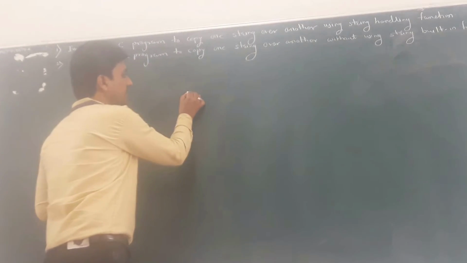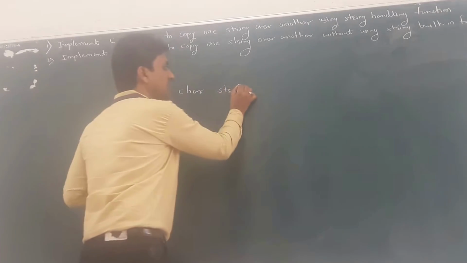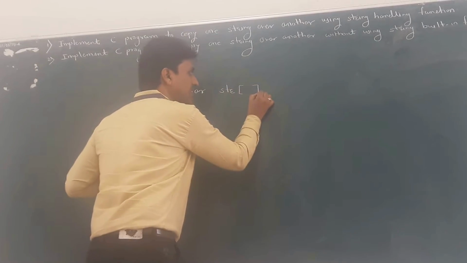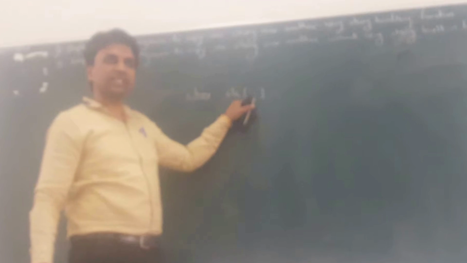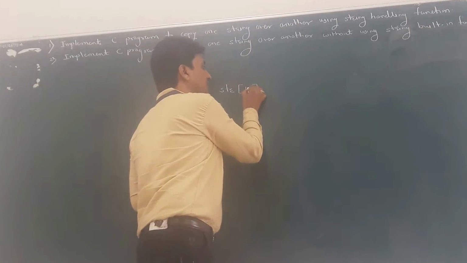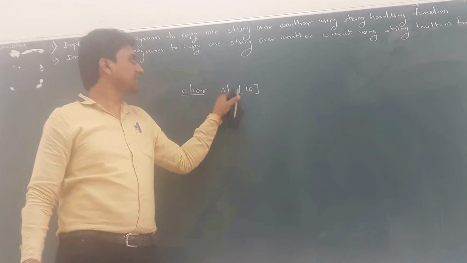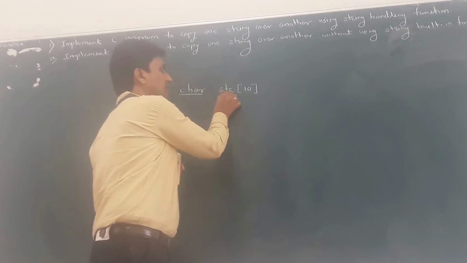For declaration of the string, first write char, then the name of the string, suppose str, this is the name of the string. And what is a string? A string is a character array, so write the subscript operator which indicates an array. That means char and subscript is the data type for string. Next, specify the size of the string. Clear? So suppose 10. It means we can store 10 characters in this str string.